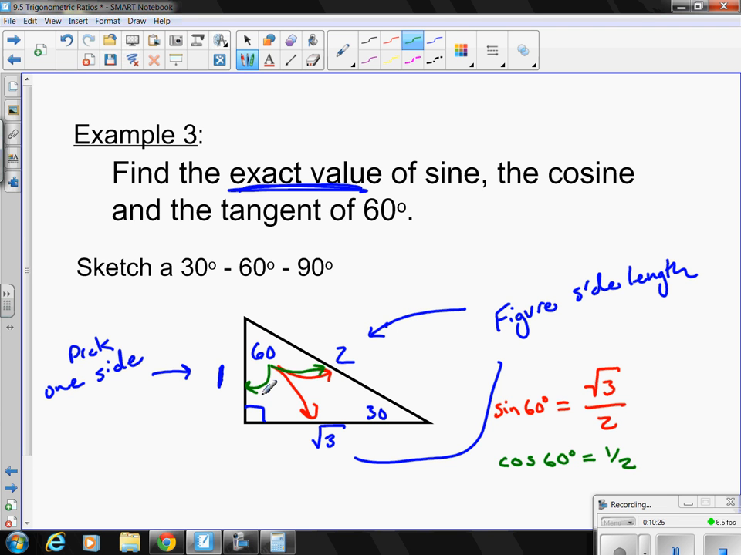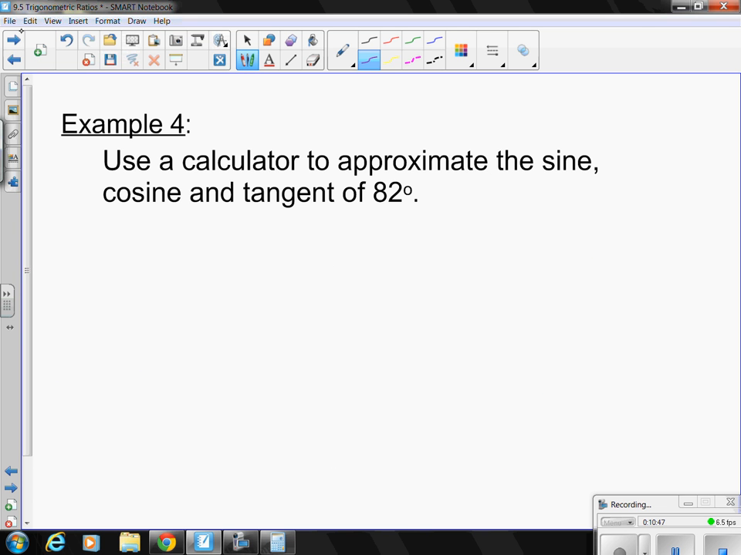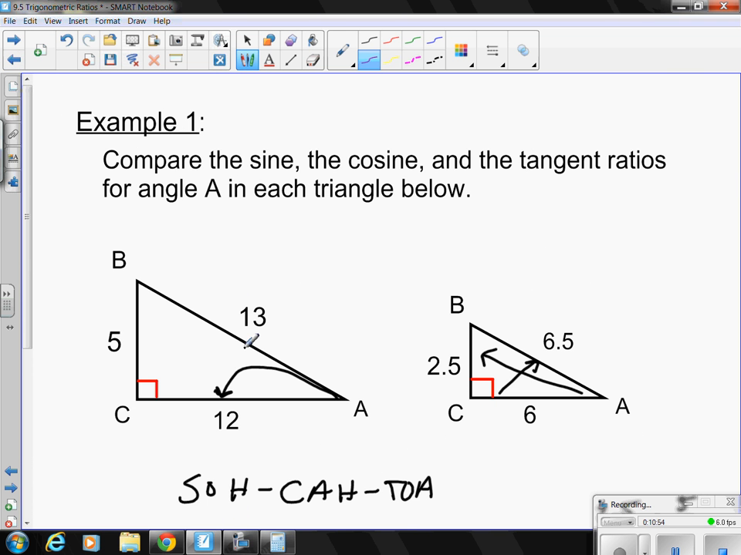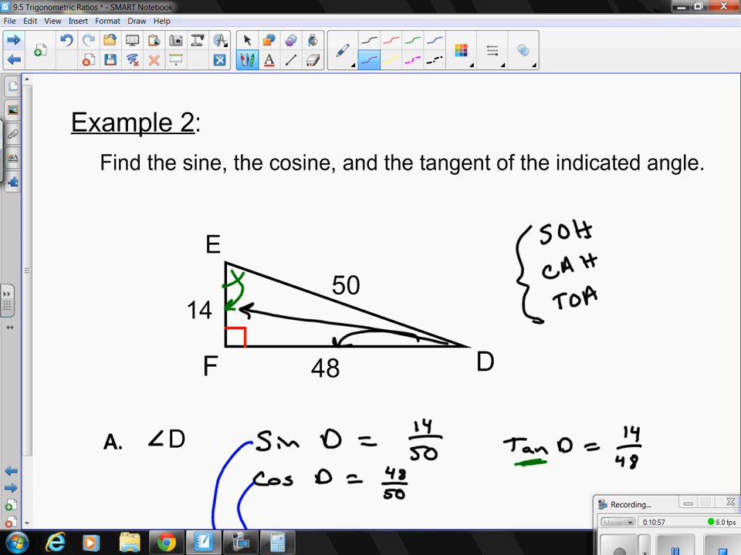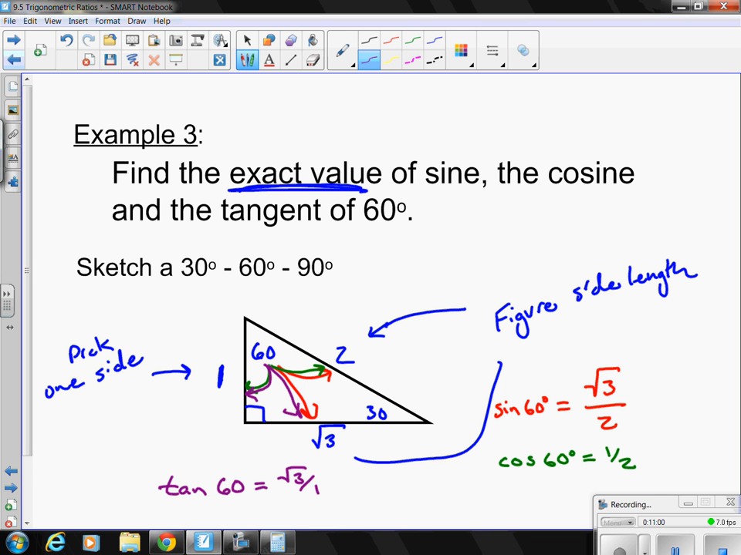And lastly, the tangent. Tangent is opposite. So here's my reference angle, the opposite side, square root of 3, over the adjacent side, which is 1. Now, we found exact answers using our special right triangles. In this problem, we found the exact answer for what the tangent of 60 equals. Tangent of 60 equals the square root of 3.